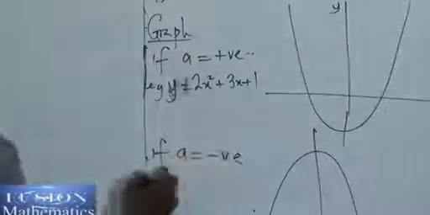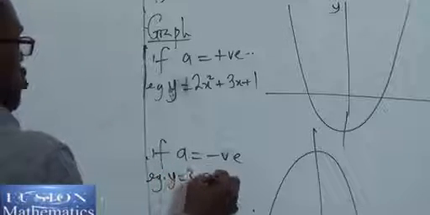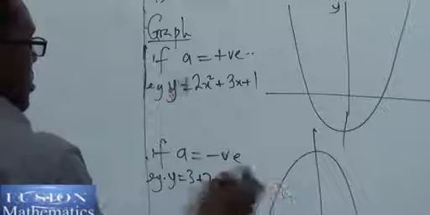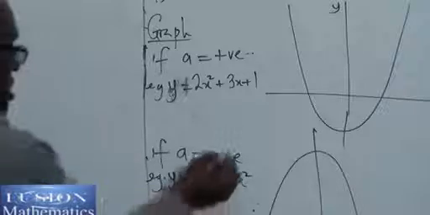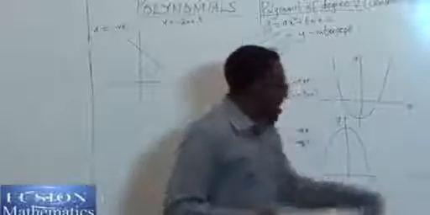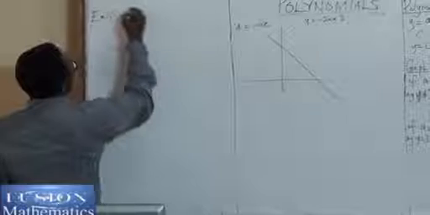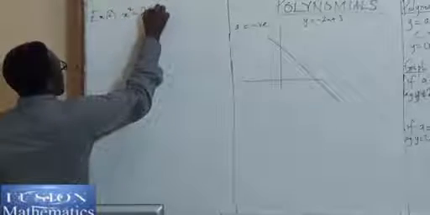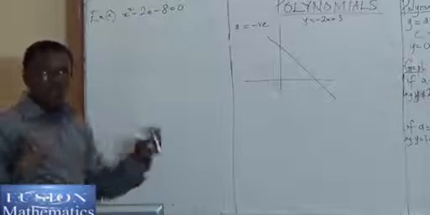But if it is negative, if for instance we have y equals 3 plus 2x minus x squared, you can see it has a negative 1 coefficient. It will have this kind of shape. So let's look at some examples looking for the root of a degree 2 equation. Let's look at the first example. If we have x squared minus 2x minus 8 equals 0, we want to factorize using the factorization method.